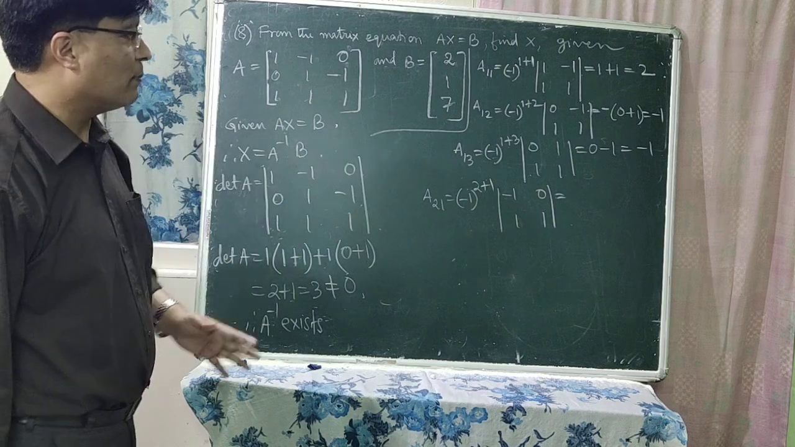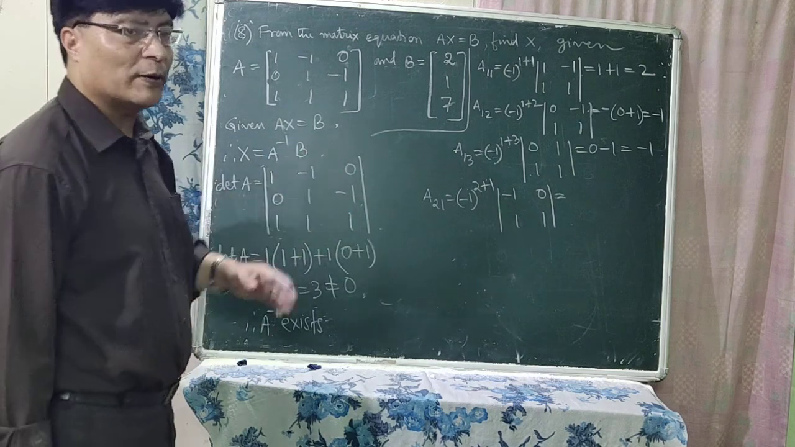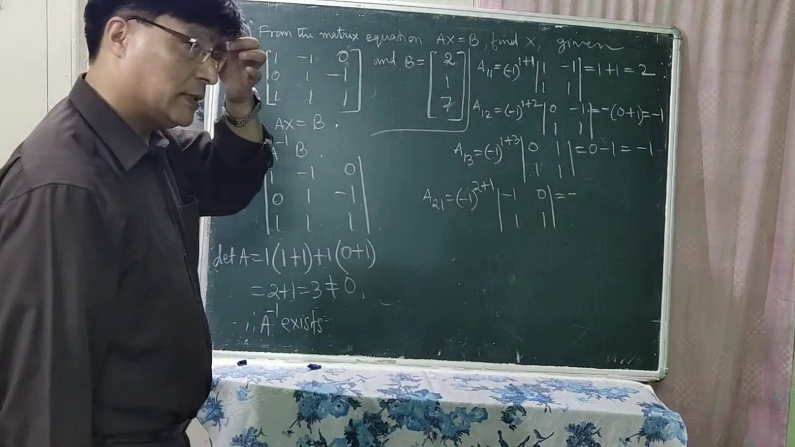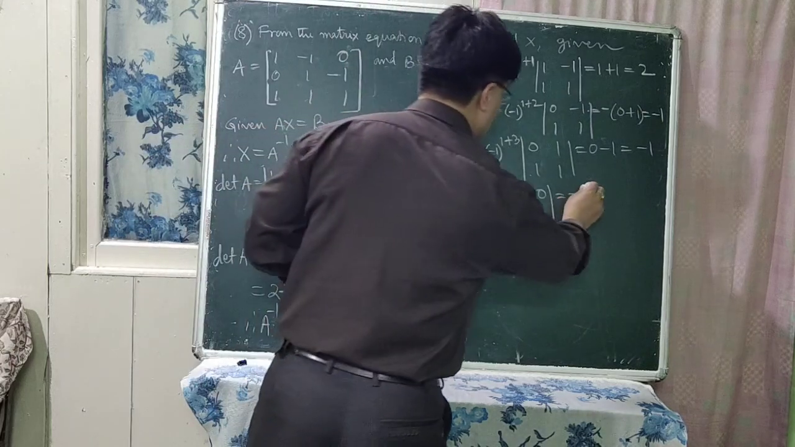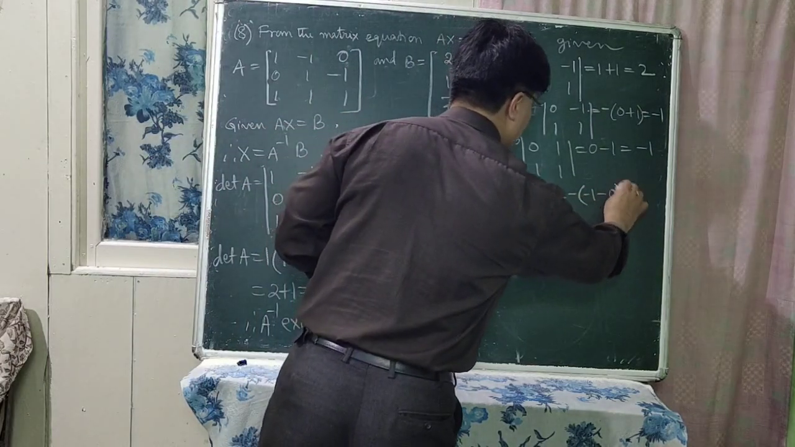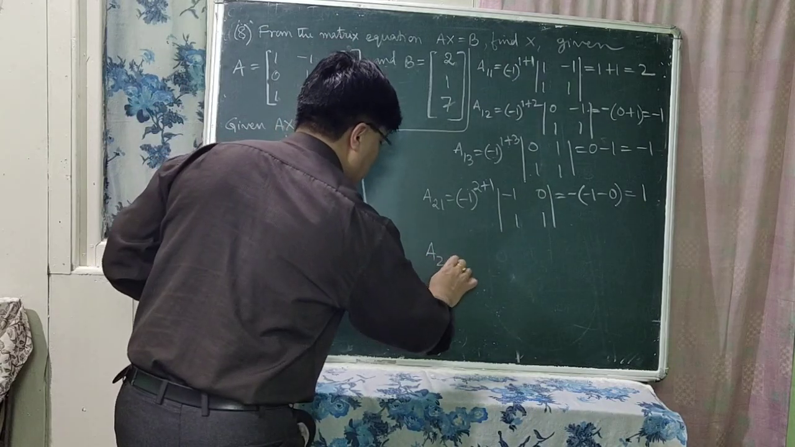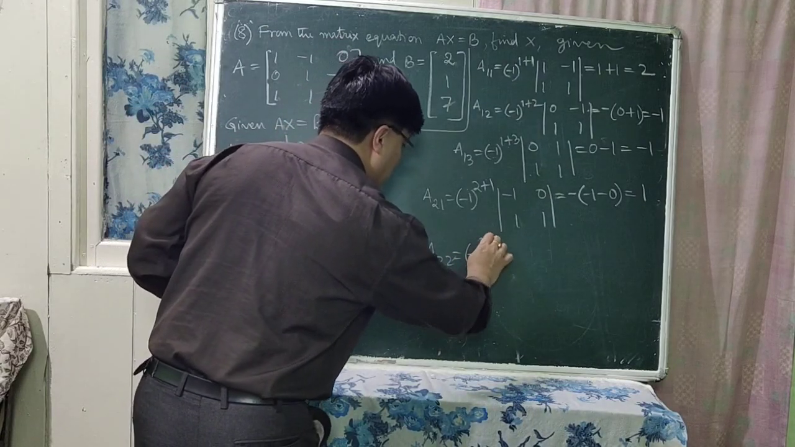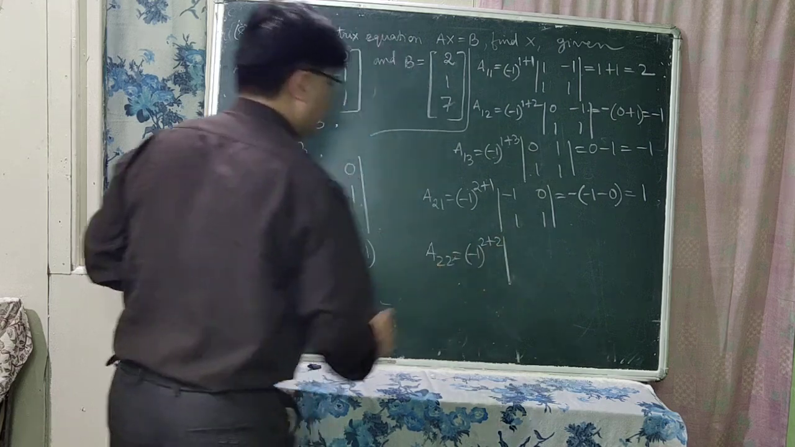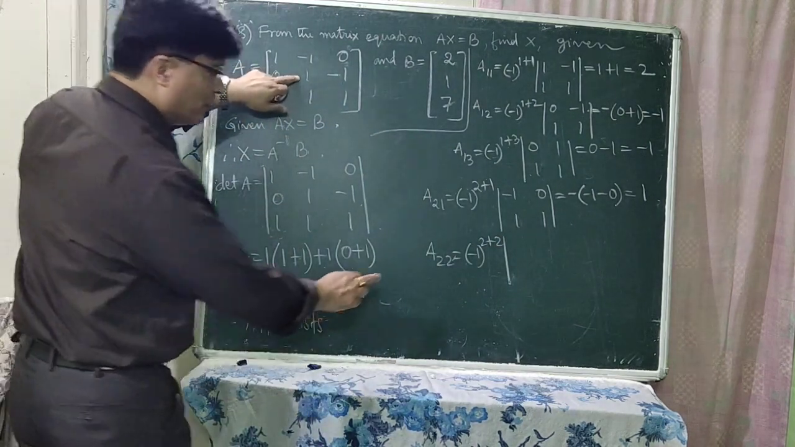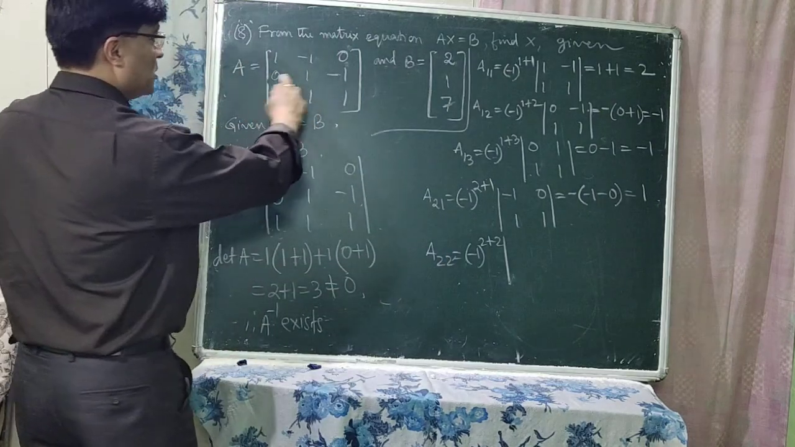Minus 1 whole to the power 3, that is minus. Right? Minus. So within bracket we have minus 1 minus 0, which is equal to plus 1. Next comes A22, minus 1 whole to the power 2 plus 2. Now A22 means the cofactor of the element belonging to the second row and second column. Second row and second column.